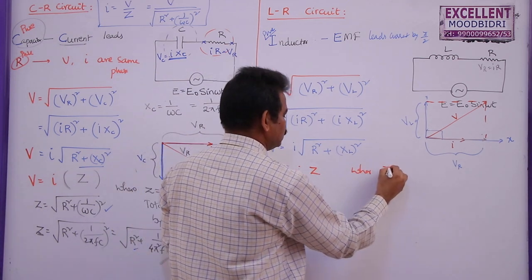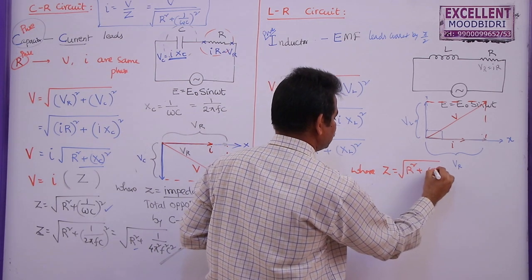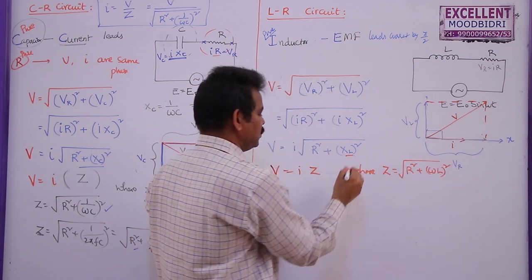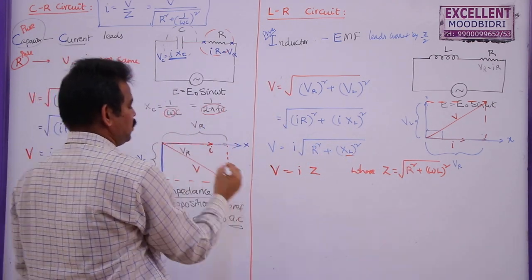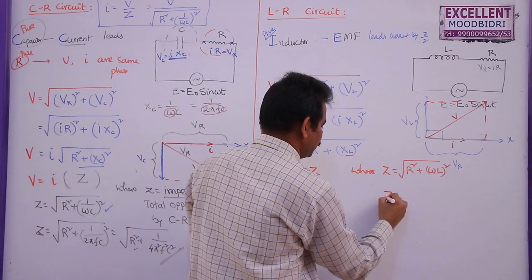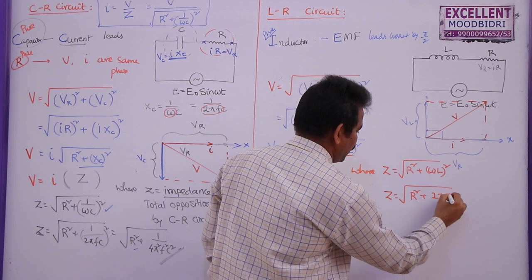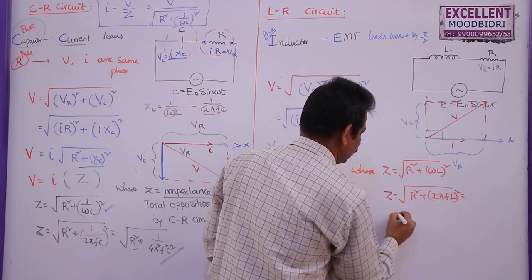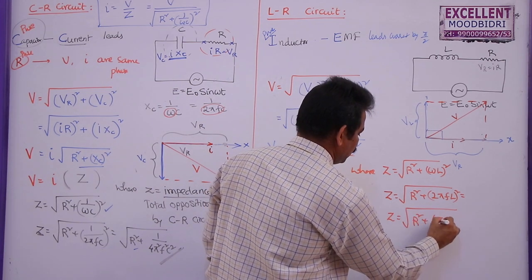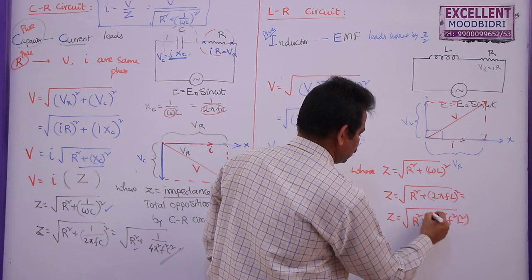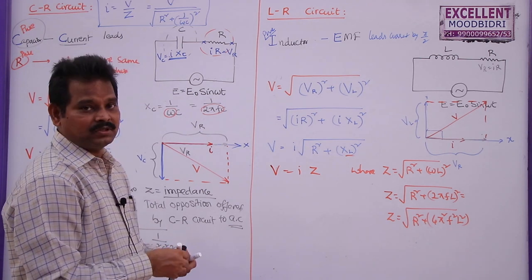where Z is equal to root over R square plus omega L whole square, because XL is equal to omega into L. Once again omega is equal to 2 pi f here. So we can replace this in the equation. Z can also be written as root over R square plus 2 pi f L whole square, which is equal to Z is equal to root over R square plus 4 pi square f square L square. So this is how we can find the impedance of this LR circuit.